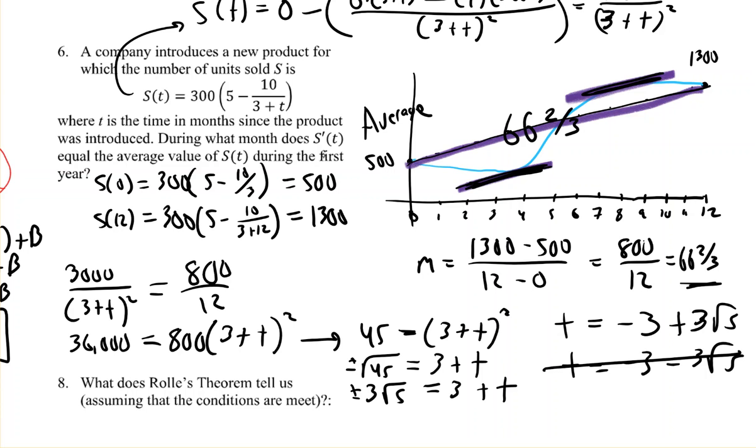So we're only interested in the first year. So it's not that. I would say whatever negative 3 plus 3 square root of 5 is, it's about 3.708. So somewhere during the third month, almost in the fourth month, there's some instant where it's selling at the same rate that's equal to the average rate over the entire year.